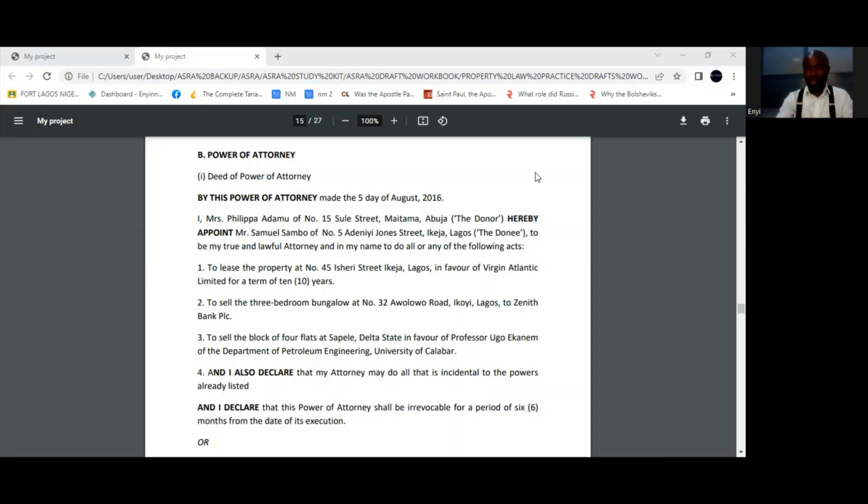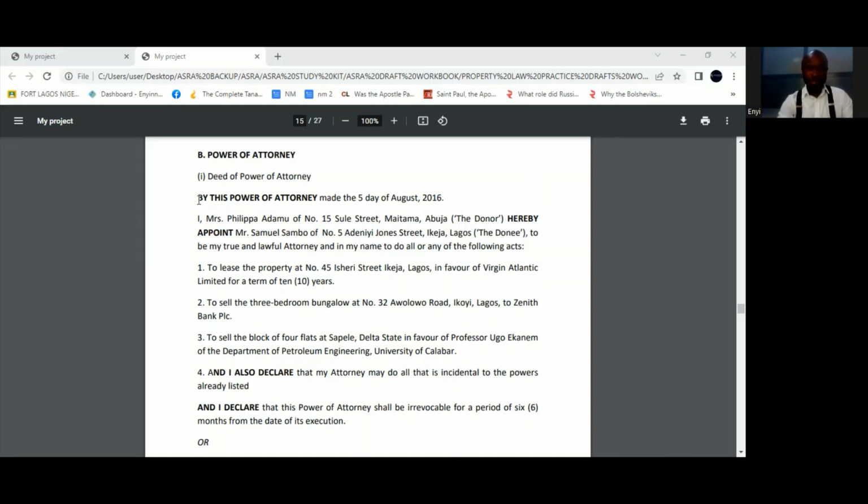It's granted by deed when the attorney is being appointed to do an act which would require the attorney to execute another deed on behalf of the donor. So for instance, if you're being appointed to sell property on behalf of another person, then of course in selling the property, you would need to execute a deed of assignment for that person. And so you also must be appointed by deed. So in drafting a power of attorney, this is how it goes.